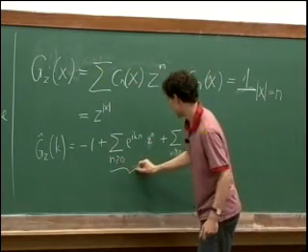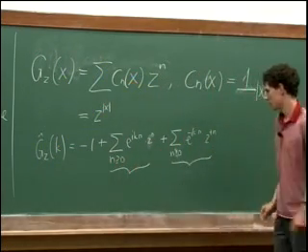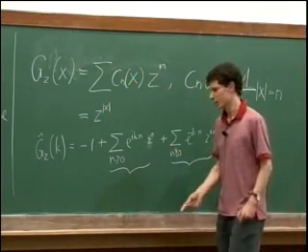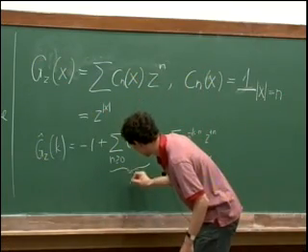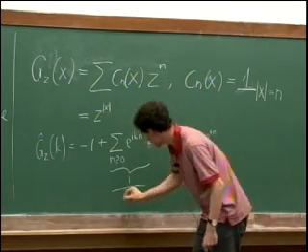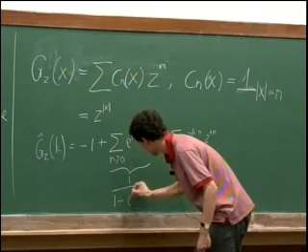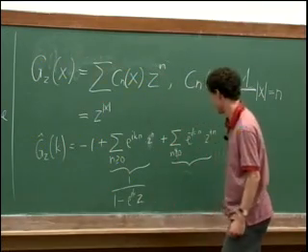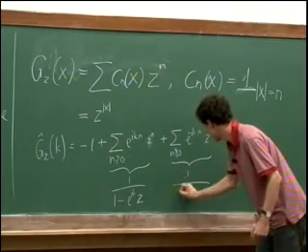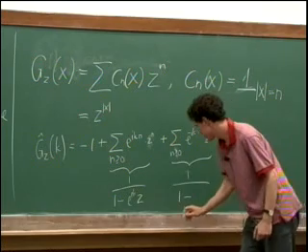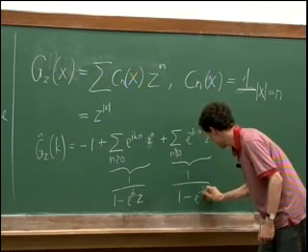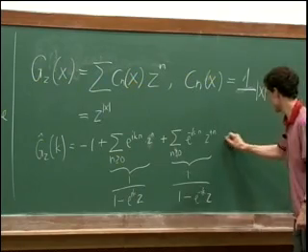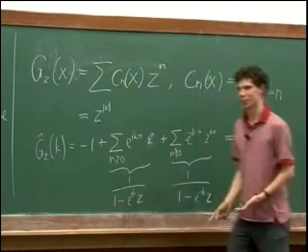And these are geometric series which converge for z less than 1, and they're equal to 1 over 1 minus z e to the ik. Well, and if you plug in everything, you get a formula.